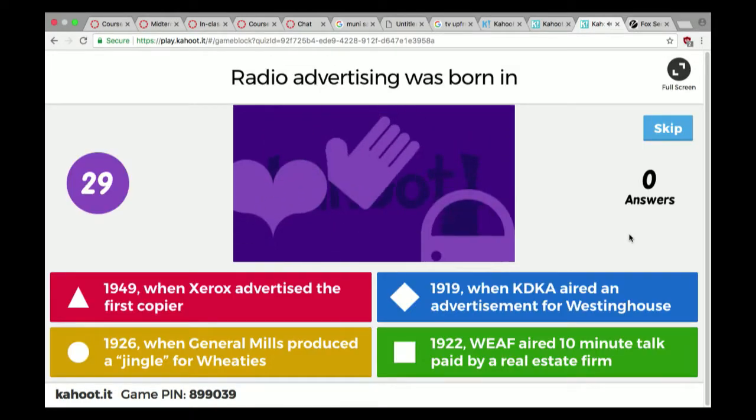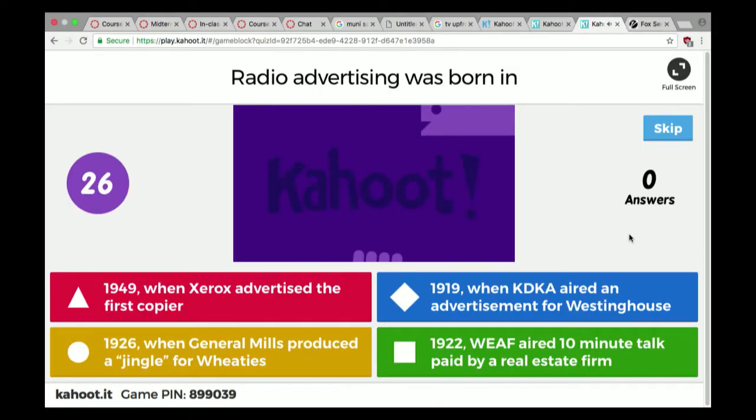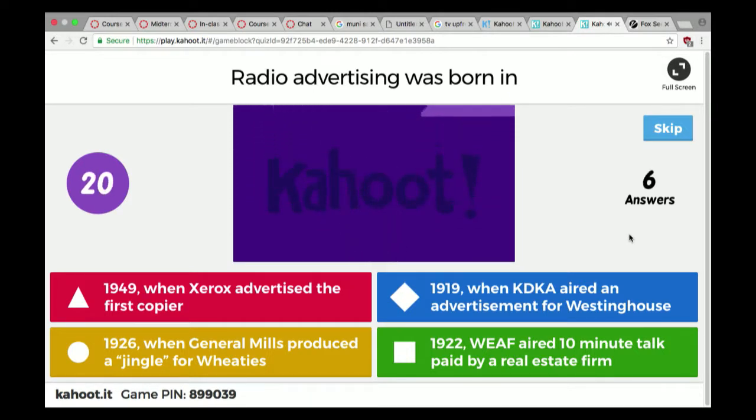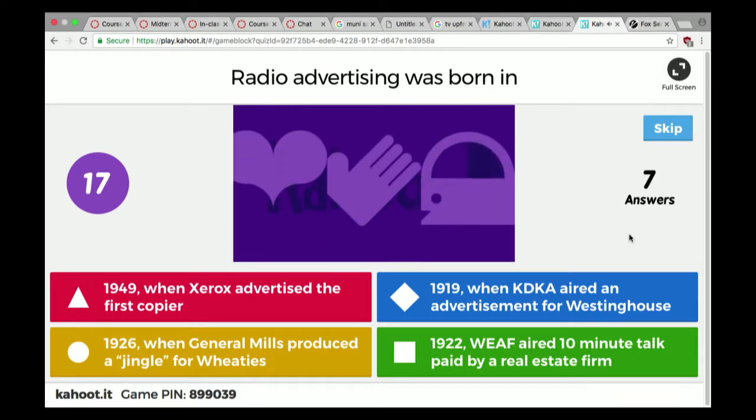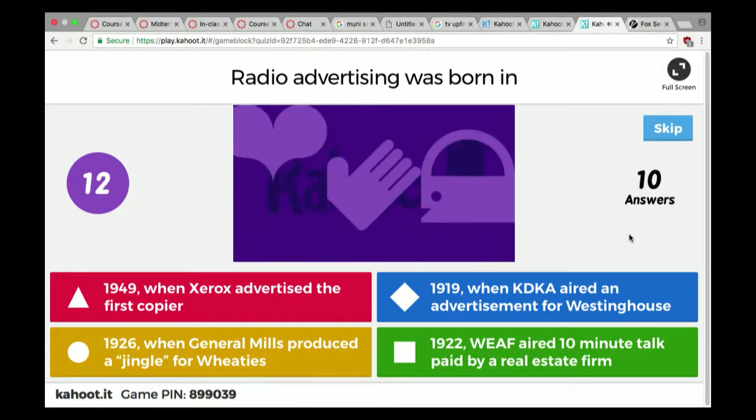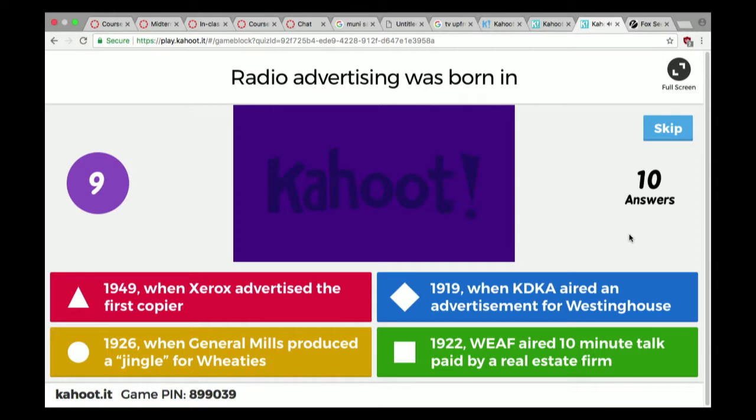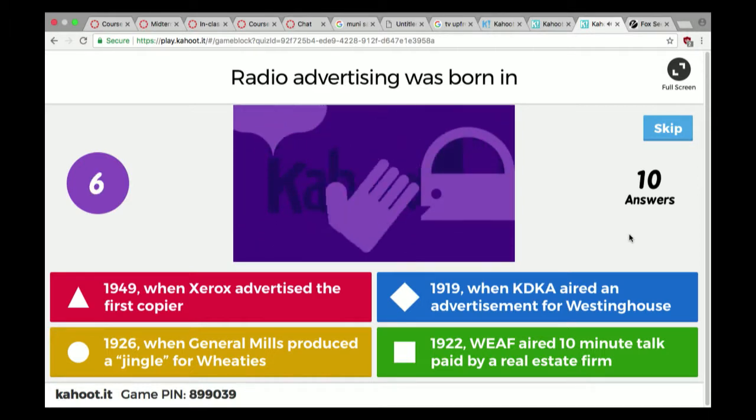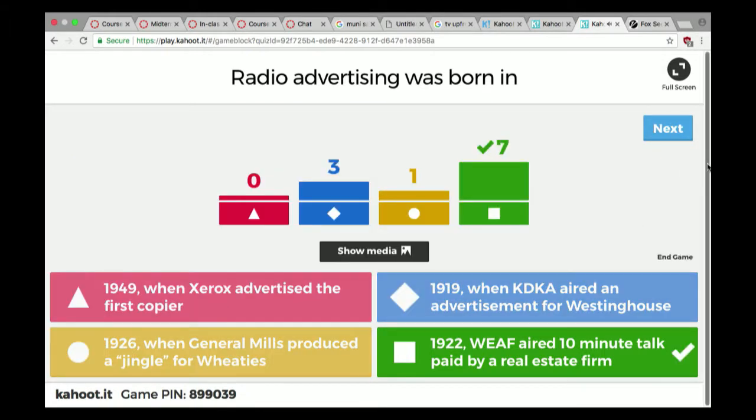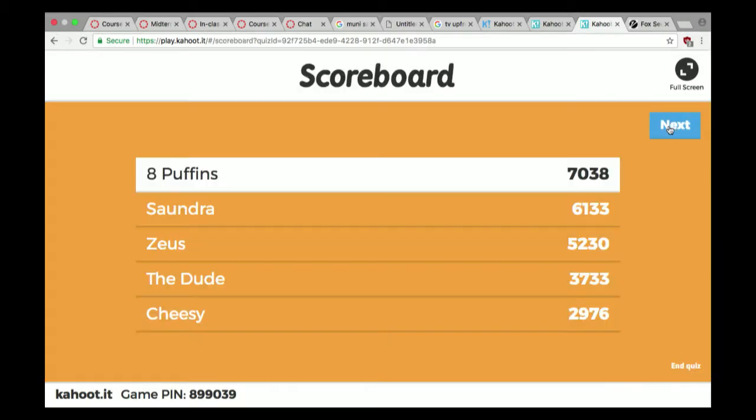So, radio advertising, when did radio start to happen? In 1949, when Xerox advertised the first copier? I don't think so. When was it? 1919. Wheaties. Think about the product. I told you about this about 10 minutes ago. Oh, it was on the slide, yeah. All right. Yes, there we go. Yes, the majority got the right answer. In 1922, WEAF had a 10-minute talk by a real estate firm, basically an infomercial.